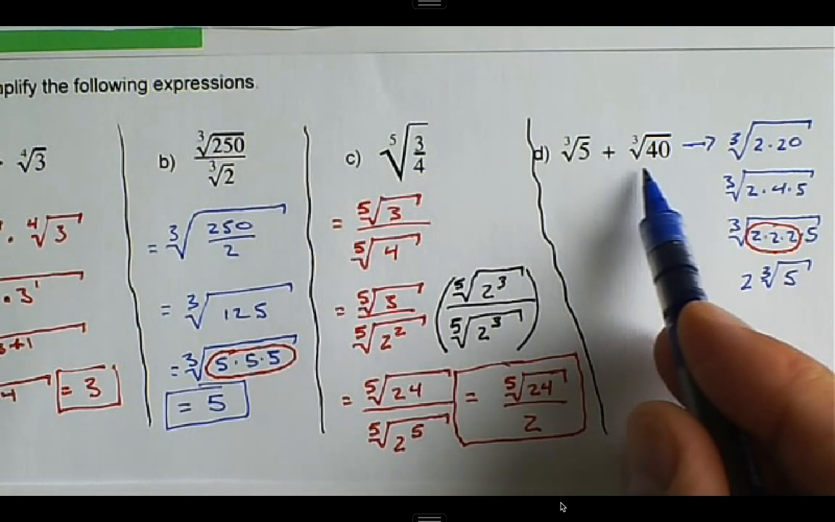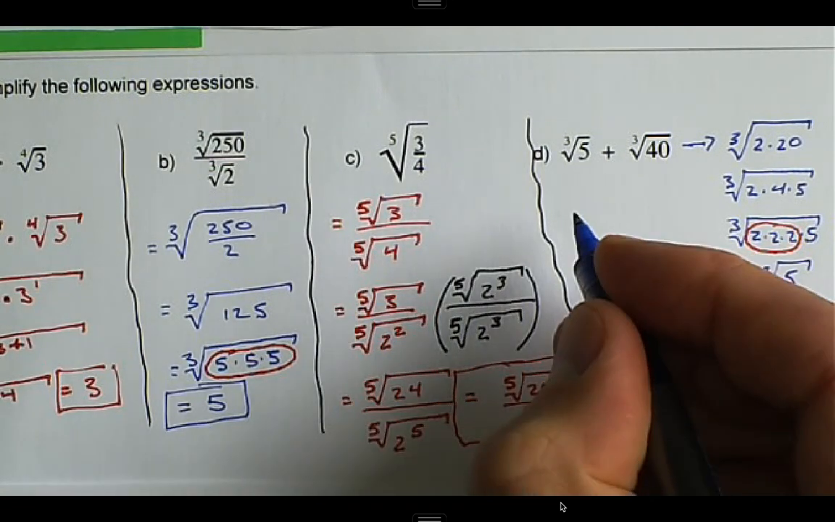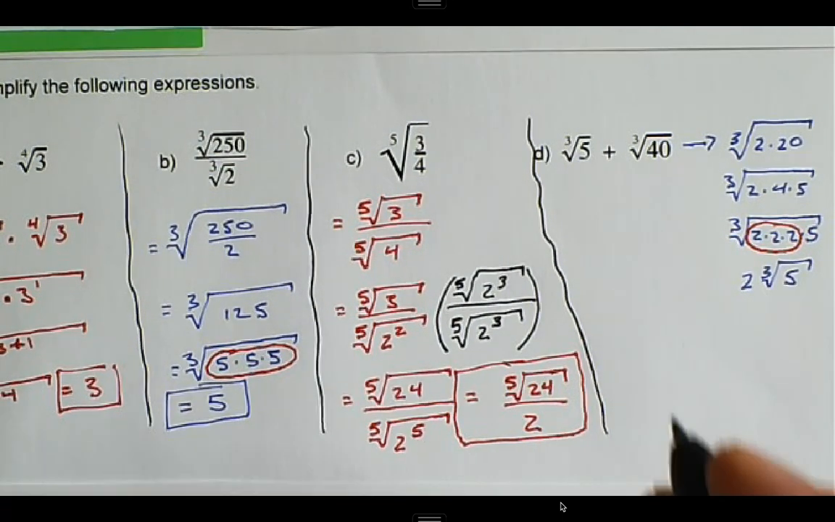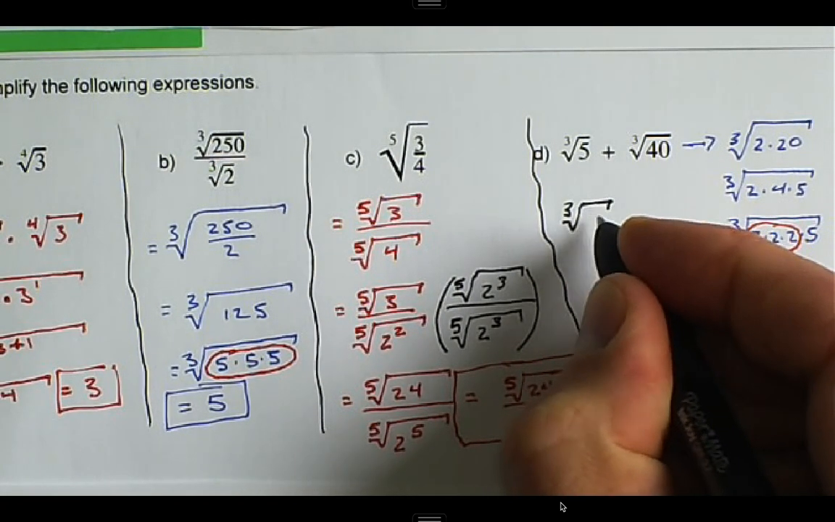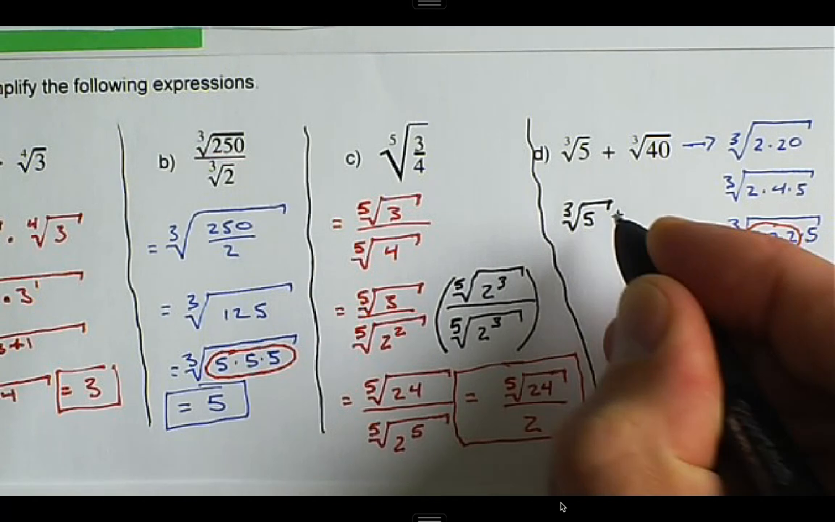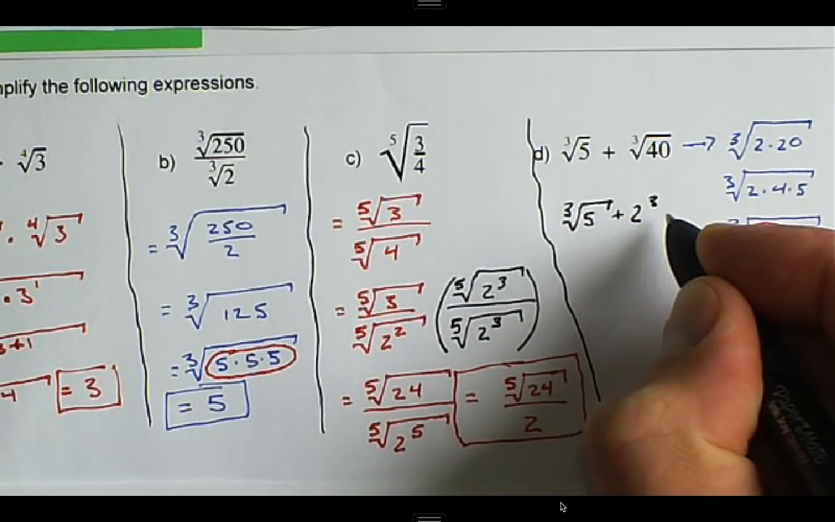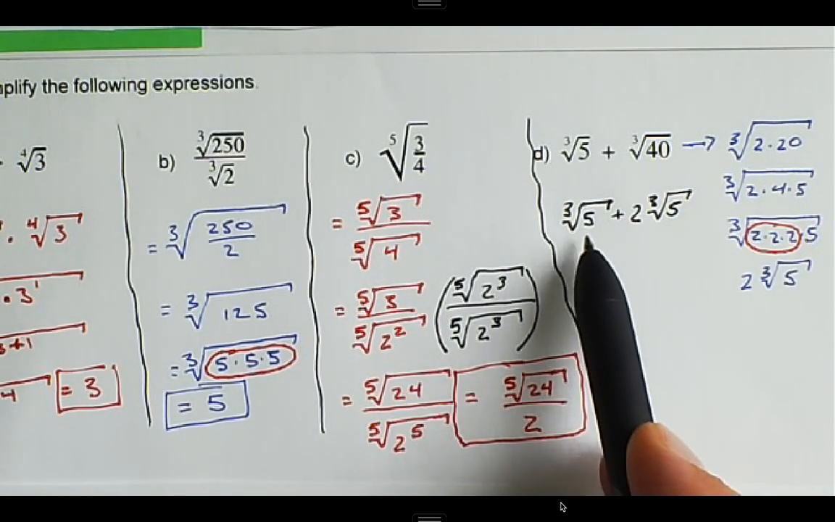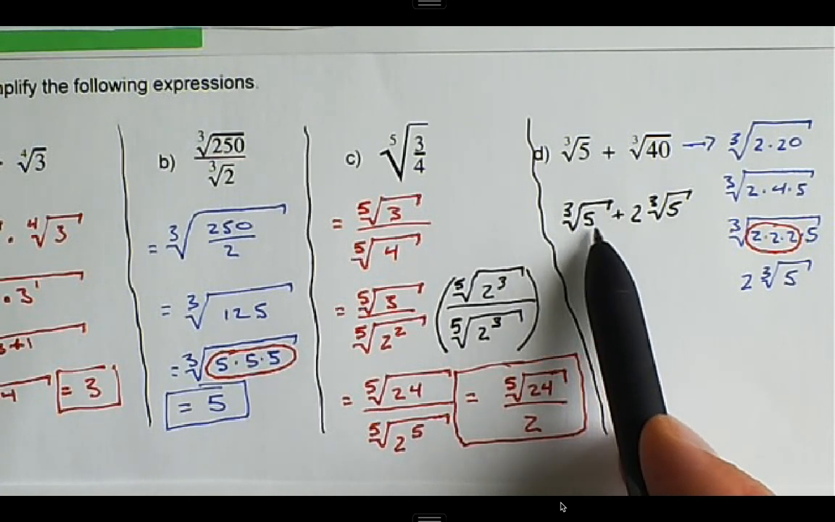So we've changed the way our second term here looks, so now we can rewrite all together. So let's change my color to the pen. 3, or the third root of 5, plus 2 third root of 5. So now we have like terms. The term that we're going to add together is the third root of 5 and the third root of 5.